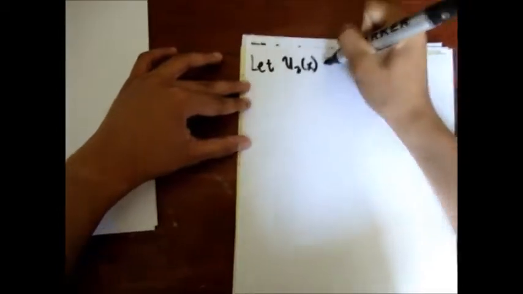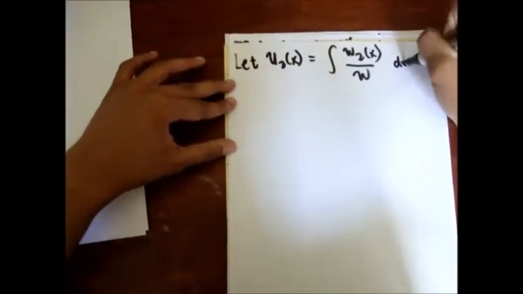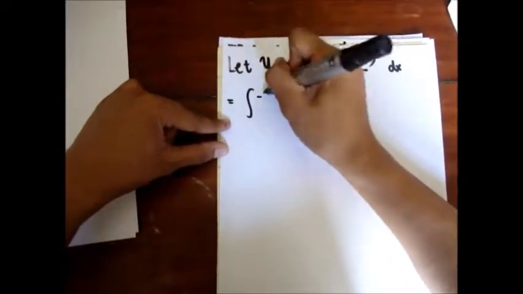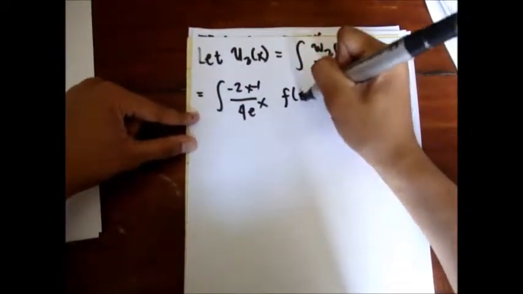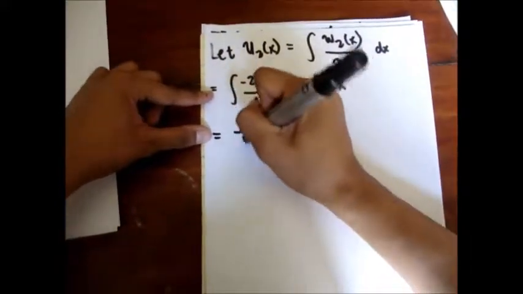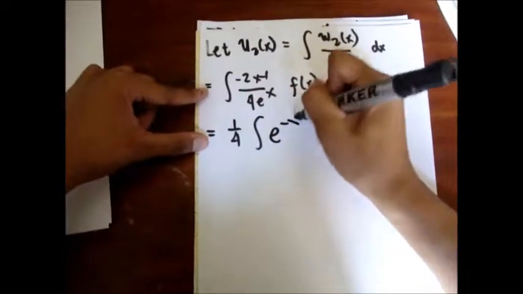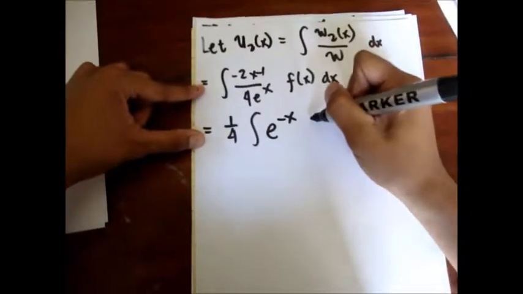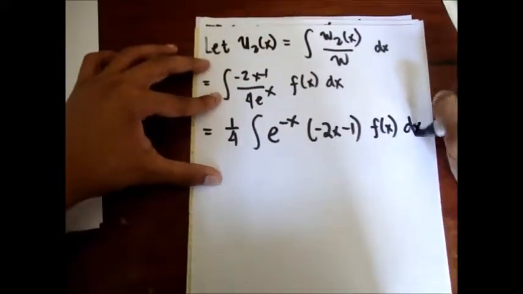So we already solved our u1. The next step is to let our u2 of x equal the integral of W2 of x over W dx. So we get the integral of negative 2x minus 1 over 4e raised to x, f of x dx. Simplifying it further, we get 1/4 integral of e raised to negative x, and quantity negative 2x minus 1, f of x dx.